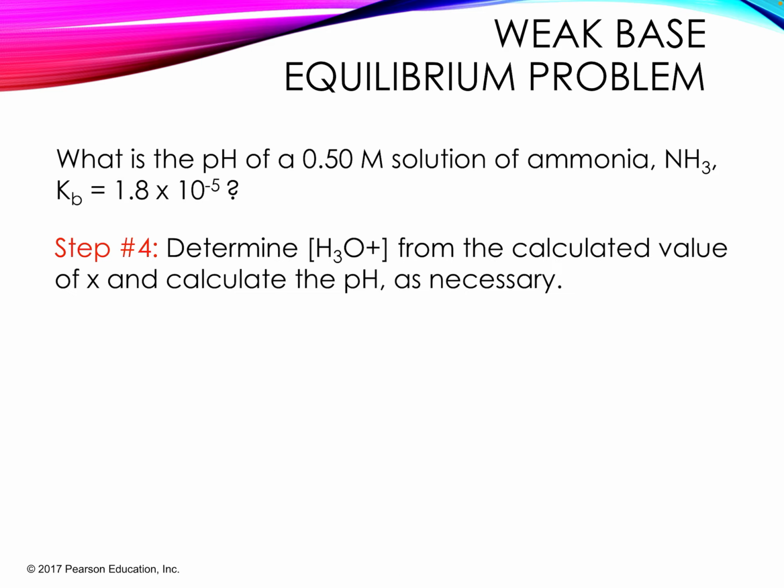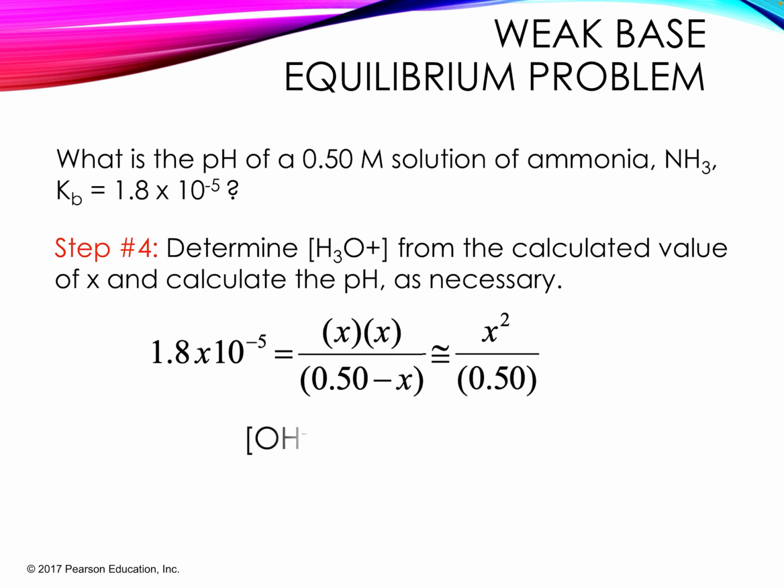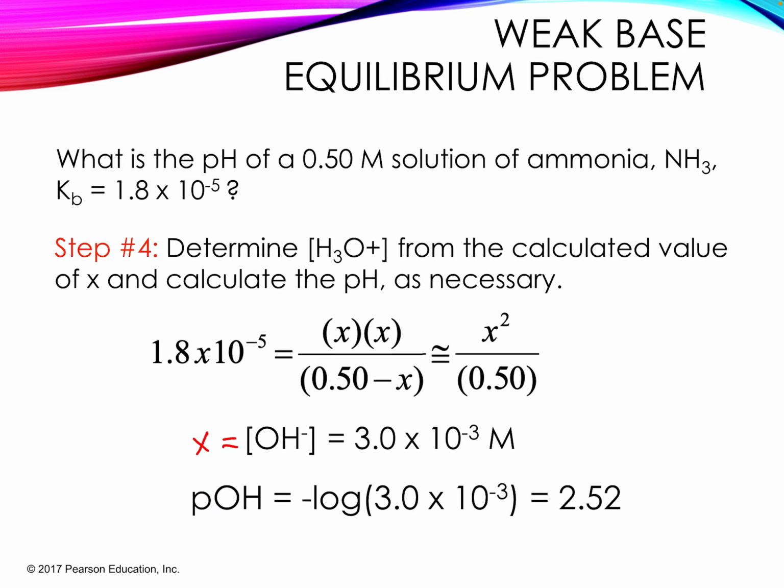Then we can go through and solve for the value of x. So if we multiply both sides by 0.5 and take the square root, we are going to get that x is equal to our concentration of OH minus, which is 3.0 times 10 to the minus 3 molar. So again, when we take the negative log of that, we are getting the pOH, not the pH.